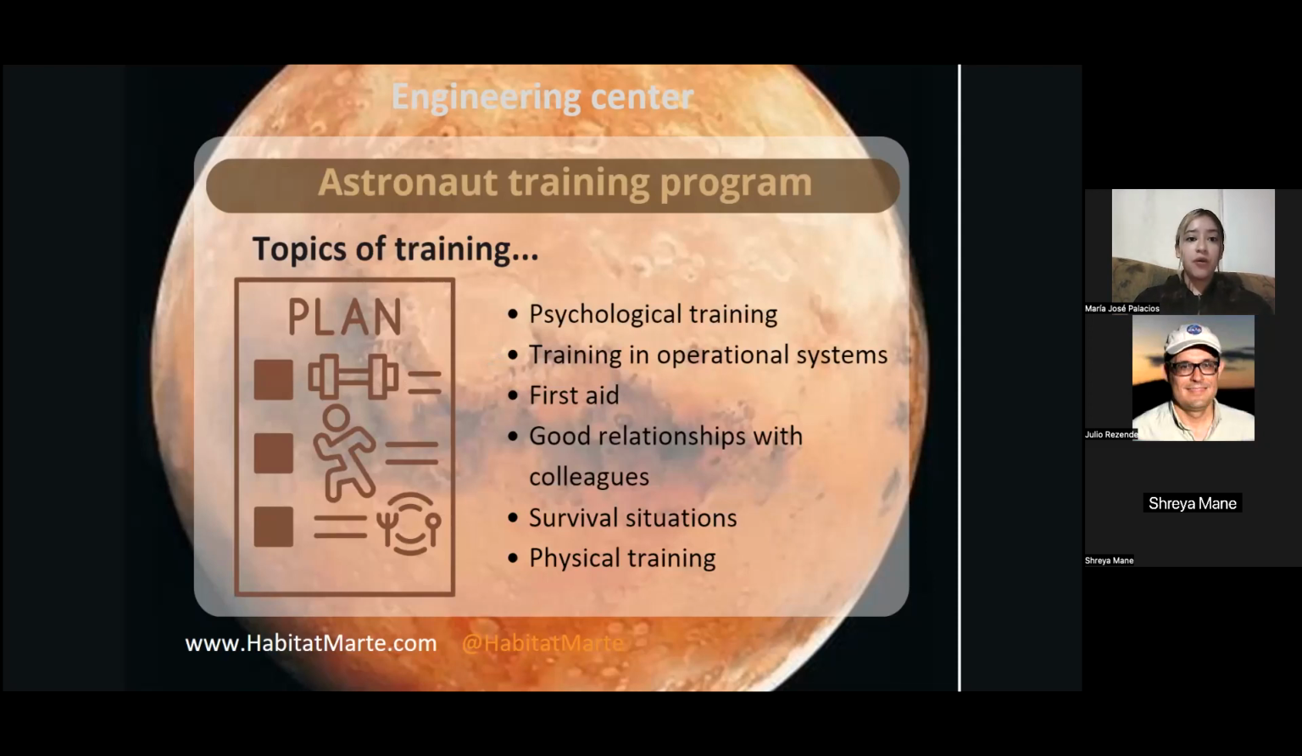The astronaut training program. At first, we have the topics of training. Something very important for the astronauts is the psychological training. We also have the training in operational systems. Something else that is very important is first aid in case of emergency. We have training for how to have good relationships with colleagues, how to survive extreme situations, and last we have the physical training.